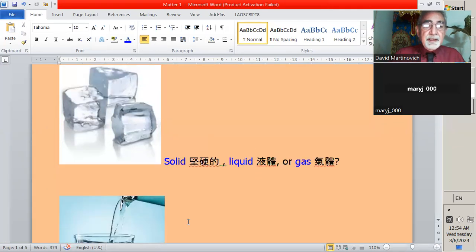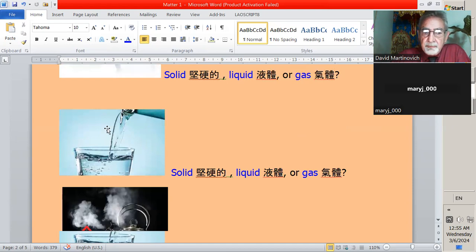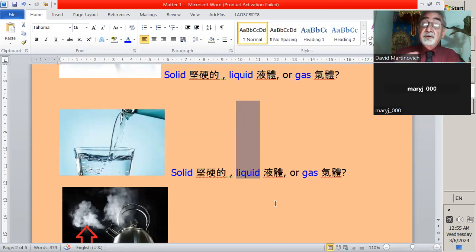Now, let's begin here. Are these a solid, liquid, or gas? How about Leo? Correct. It's a solid. And what about this here? Is that a solid, liquid, or gas? Crystal. Crystal says that is a liquid. Is she correct? Ling Ling? Yes, she's correct.